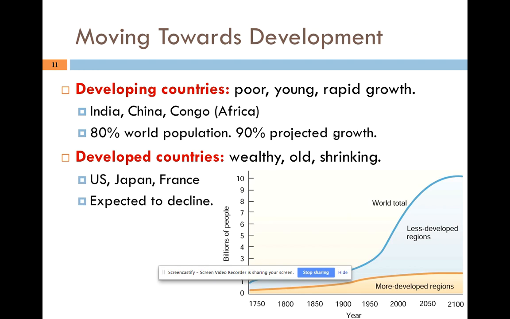You see, most of your growth is going to be in our less developed regions, which we've talked about. And these places are areas that are poorer, they're younger, with rapidly growing populations. It's 80% of the world's population, which is 90% of the growth. Developed countries, on the other hand, are pretty much stable in terms of their population. Some of them are even shrinking, like Japan, and they are expected to continue declining as we move through the next century.